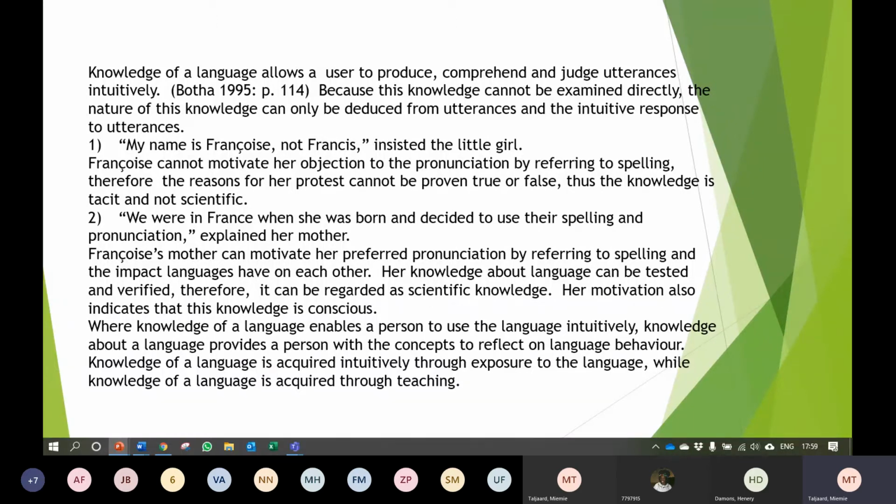Now I give my example. "My name is Françoise, not Francis," insisted the little girl. Françoise cannot motivate her objection to the pronunciation. I go into the explanation by referring to spelling. Therefore, the reasons for her protest cannot be proven true or false. Thus, the knowledge is tacit and not scientific.